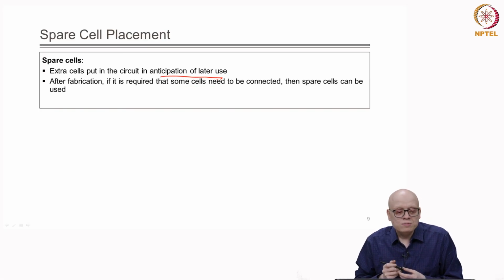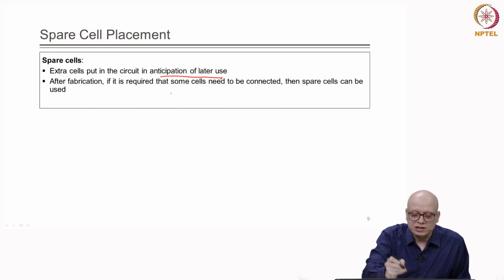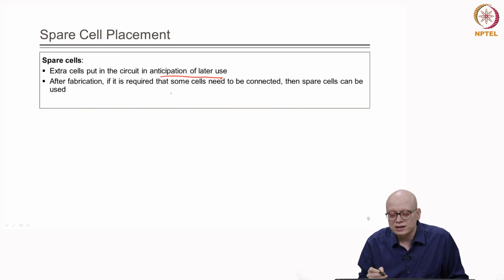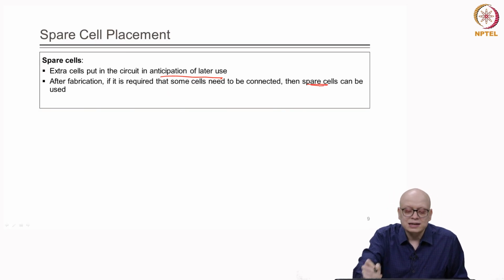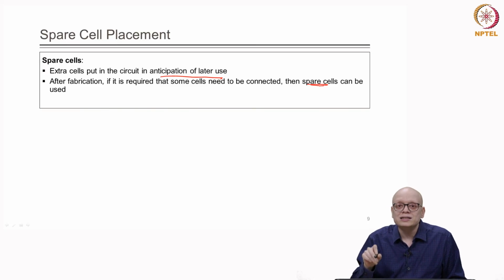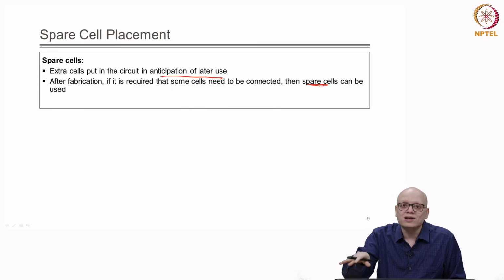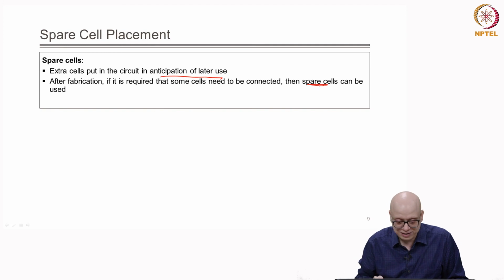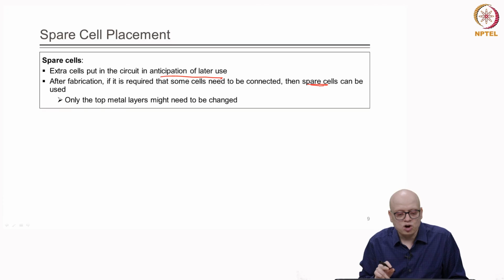Okay. So, after fabrication, if it is required that some cells need to be connected, then spare cells can be used because they are already there in the layout, and the features of the spare cells are already there on the device layers, or the masks corresponding to the device layers, and those masks need not be changed. So, only the top metal layers might need to be changed, and therefore, the cost of respin can be saved.